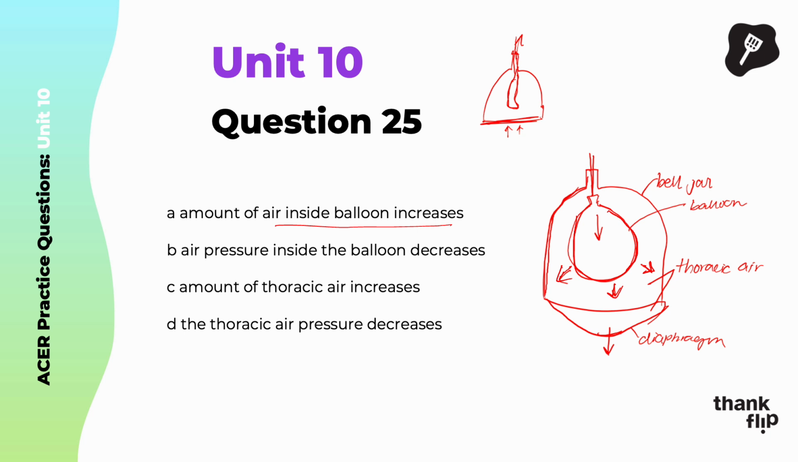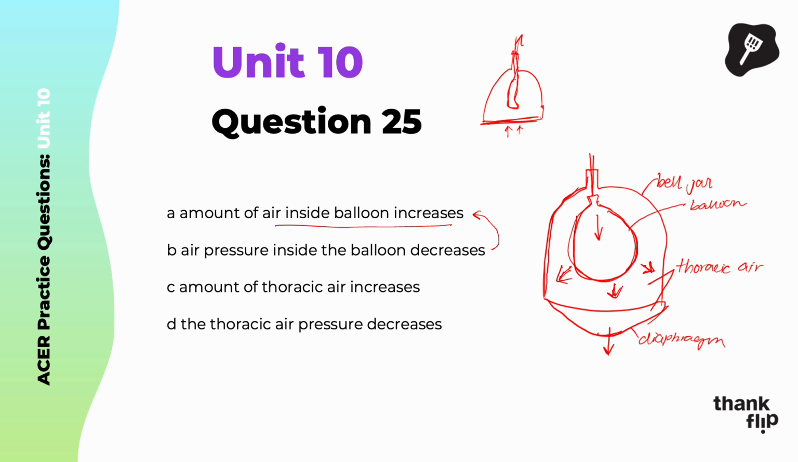Then you have air pressure inside the balloon decreases. Okay, so if you think about it, if you have reduced pressure inside the balloon, it makes sense for air to come in. If you have increased pressure anywhere, then it's pushing on the contents. So it's pushing on the air, and air would go out. So this kind of makes sense to come before this, okay?